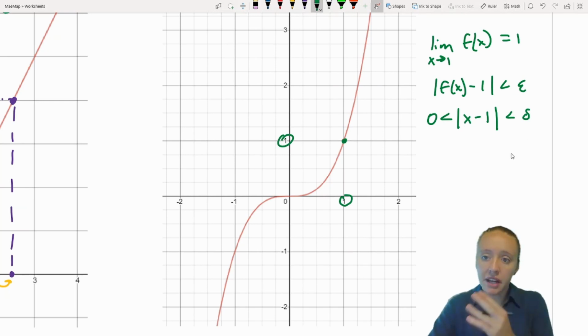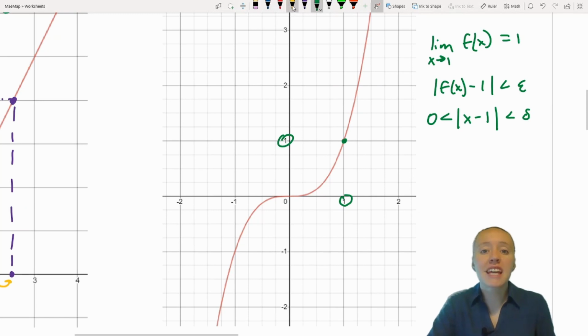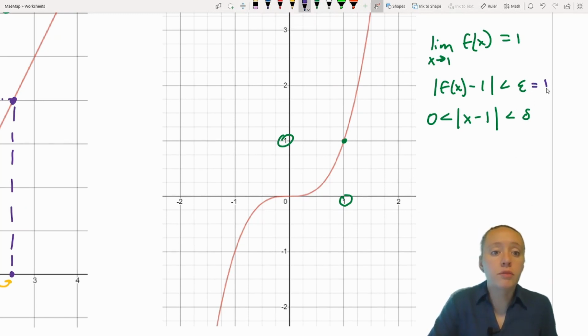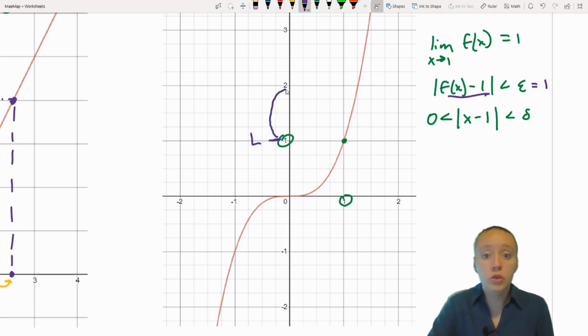Now in that first part we had a linear function, here we have a cubic function, but the same method still applies. Let's look at an epsilon value of 1. So we're saying that |f(x) - 1|, our L value of 1, is always less than 1. So if we're always less than 1 for that change, then 2 minus 1 gives us 1, so that's that outermost limit, and 0 minus 1 gives us a -1, that was that lower limit.